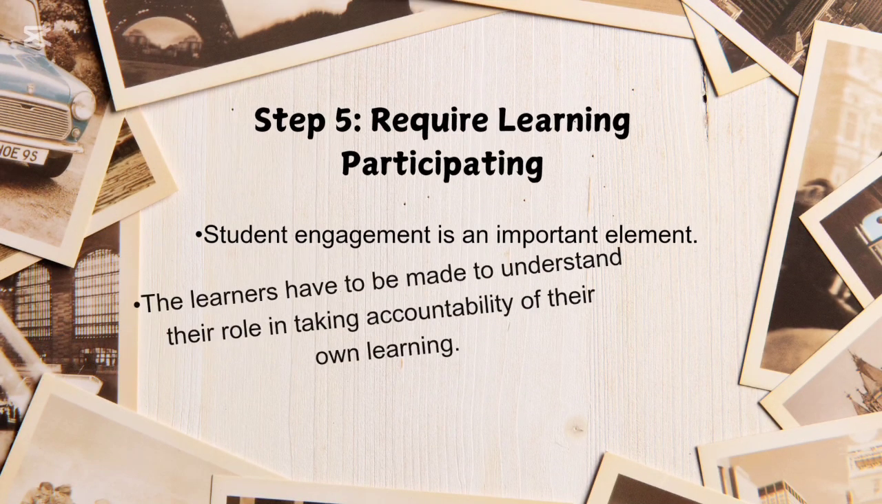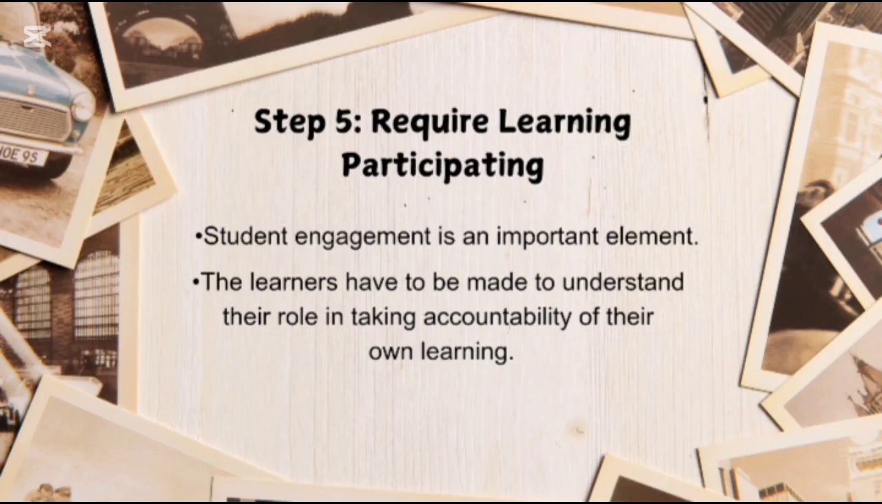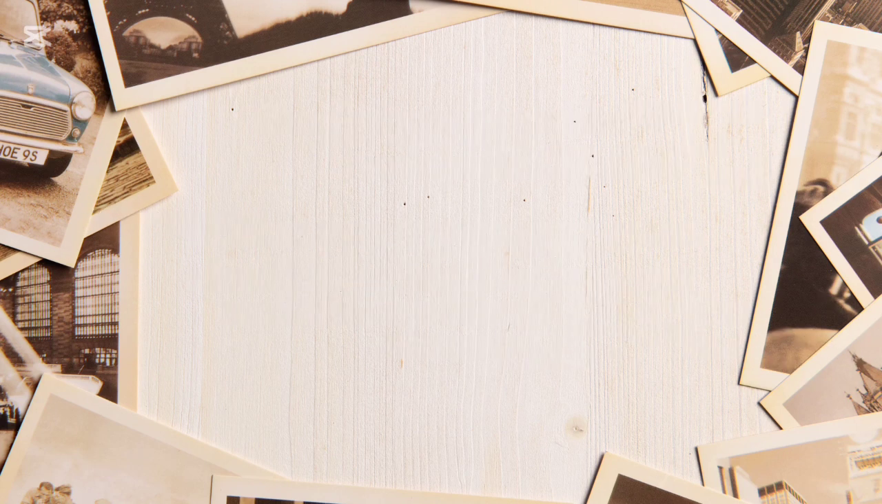Step 5. Require learner participation. The first, student engagement, is an important element. The next is that learners have to understand their role in taking accountability for their own learning and require learner participation. This step involves facilitating discussions and group activities, encouraging questions and critical thinking, and providing opportunities for hands-on practice and application of knowledge.